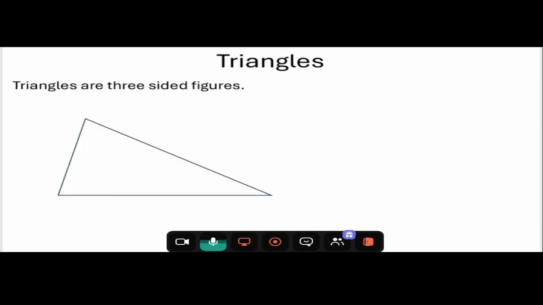On to triangles. Triangles are 3-sided figures like that one we have drawn right there.